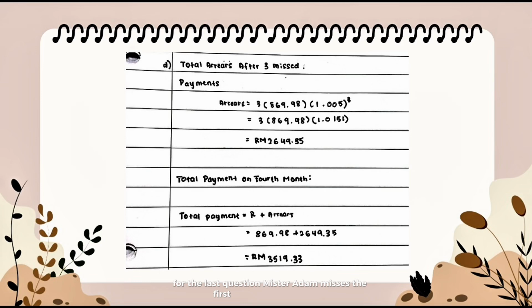For the last question, Mr. Adam misses the first 3 monthly payments. How much must he pay in the 4th month to settle all the arrears, including interest? All you have to do is multiply 3 by 869.98 and 1.005 to the power of 3, and you will get RM 2,649.35. To find the total payment, you have to add R with the arrears, and you will get RM 3,519.33.